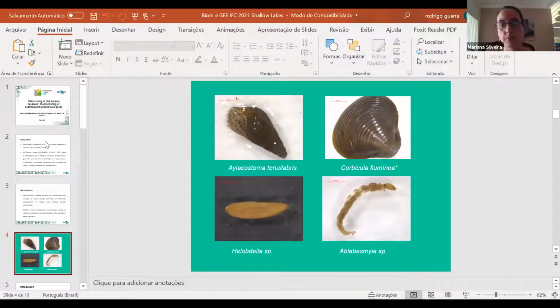So here we have some examples of benthic macroinvertebrates found in Ilha Solteira Reservoir. The main taxa are bivalves, like Corbicula fluminea, for example, and the gastropods Ilacostoma tenuilabis on the right side here. And we also have some leeches, like Helobdella, and some aquatic insect larvae, like Ablabesmyia, for example, which is a genus of the Chironomidae family.